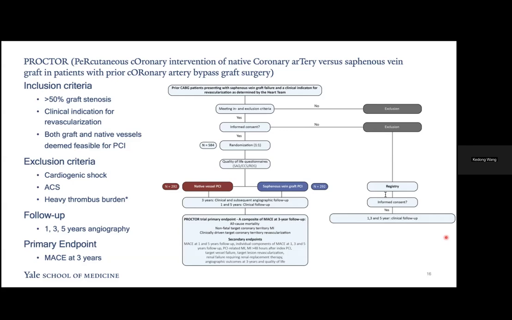They'll do follow-up angiography at 1, 3, and 5 years. And the primary endpoint is a composite MACE at 3 years. So it'll be interesting to see what the results of this will be when it comes out, and whether or not it will be practice changing. Because I feel like a lot of people adopt their own style of doing interventions when it comes to vein grafts. So it'll be interesting to see what happens when this trial comes out.